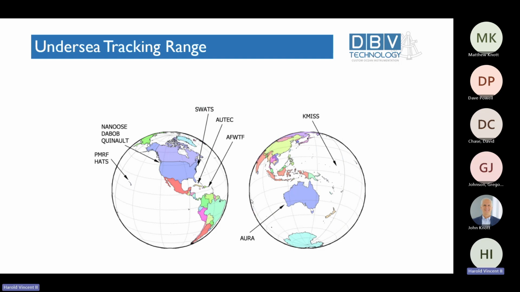So now I'm going to talk briefly about 4 examples of underwater acoustic positioning and how these systems might work together, and then how it's tied into the other domains. And the first is undersea tracking ranges.